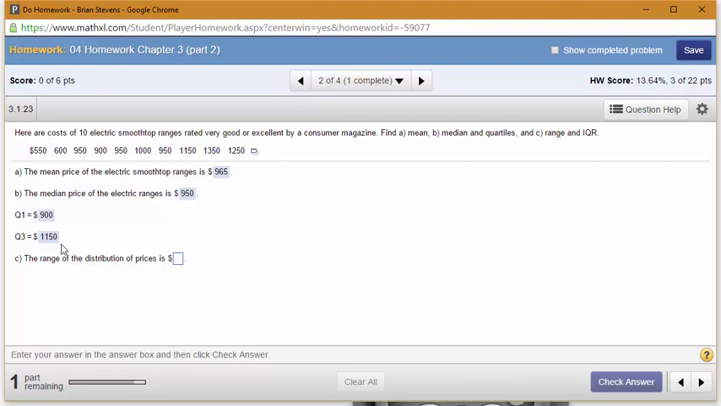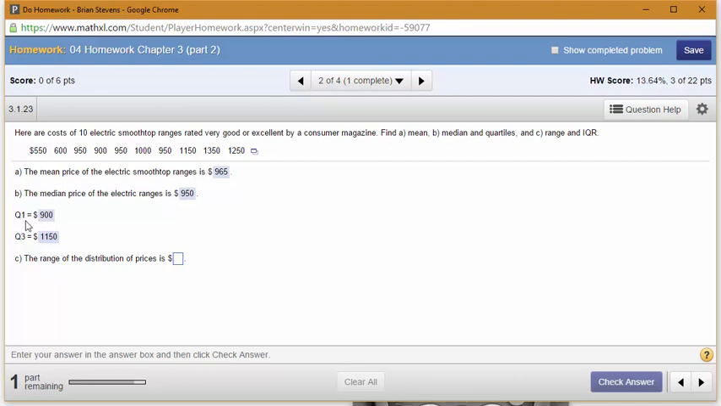So this problem says, here are the costs of 10 electric smooth top ranges rated very good or excellent by a consumer magazine. So you could say 75% of the electric smooth top ranges are priced at or above 900 in this data set. You look at Q1 right here: 75% of the ranges that are rated excellent or very good are priced at or above 900, because this is where the divide is for Q1.